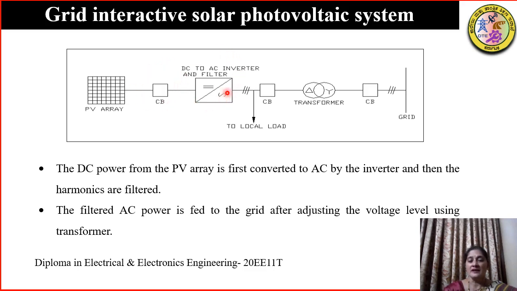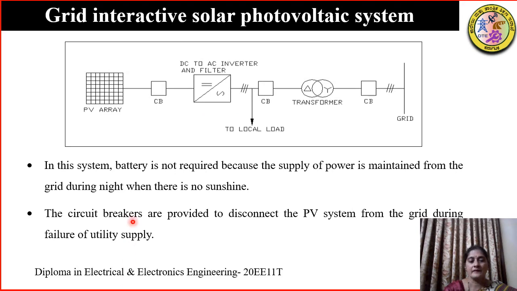The inverter will filter out whatever harmonics are present. When you say harmonic, we mean all those components which are not required or have a frequency higher than the normal frequency. In a grid interactive system, there are no batteries because during daytime, whatever output is produced by the PV array is sent to the local load, and whatever excess is produced is sent to the grid.